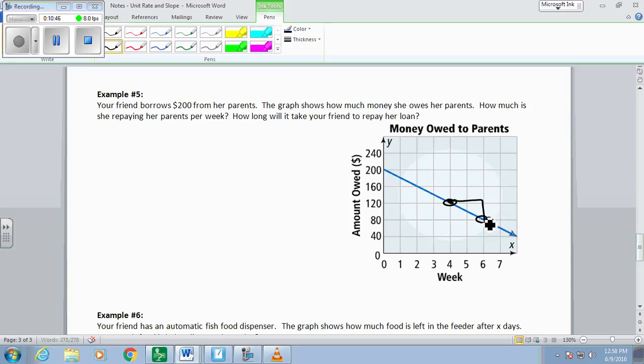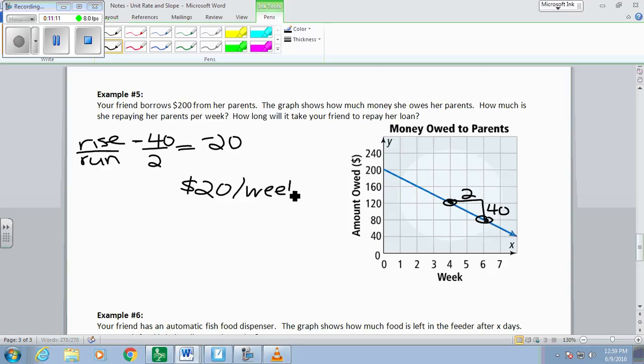We can think about rise and run here. 40 would be my rise, and 2 would be my run. So if I had rise divided by run, I'd have negative 40 divided by 2 to give me negative 20, which means I'm paying back their parents $20 per week. Notice that the negative sign disappears because I'm saying repay $20 per week.